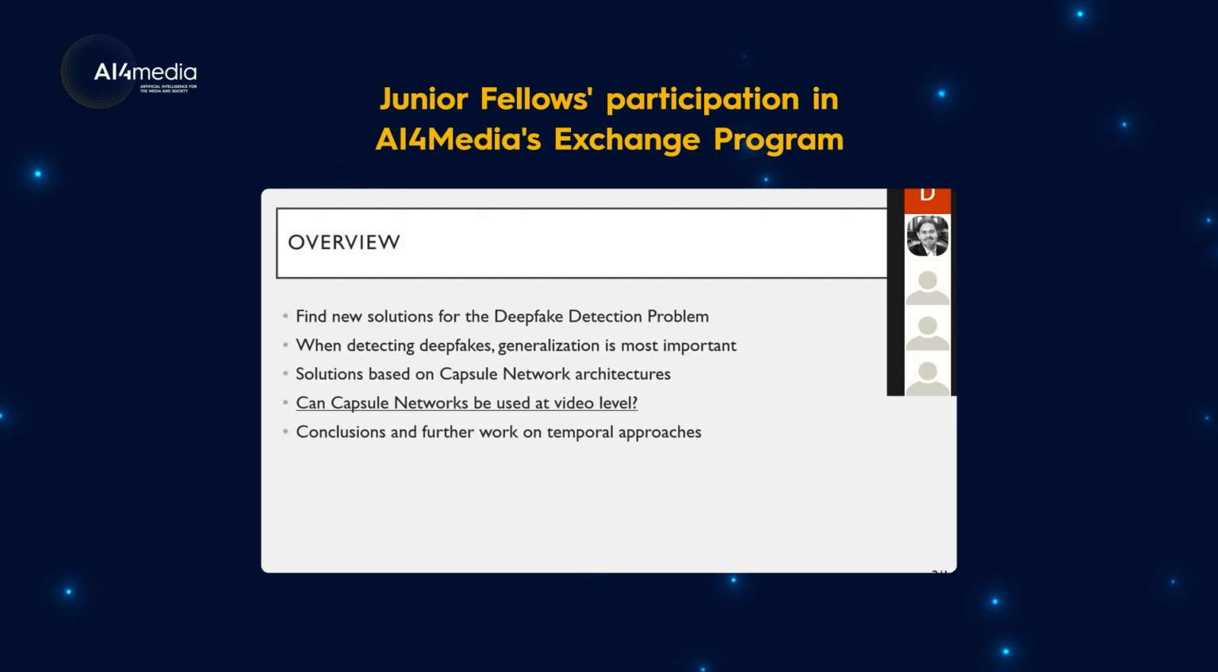My solution is based on capsule networks, and the main question of this fellowship was, can capsule networks be used at the video level?